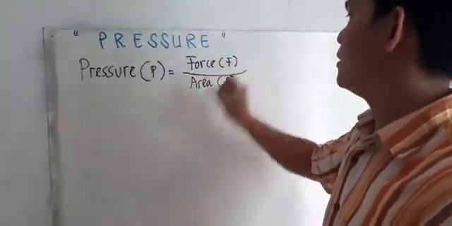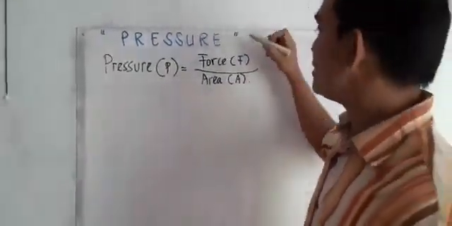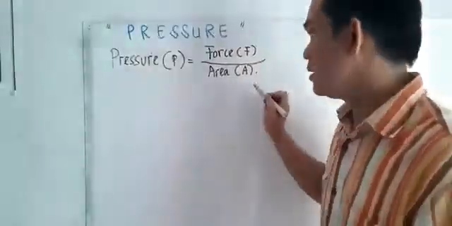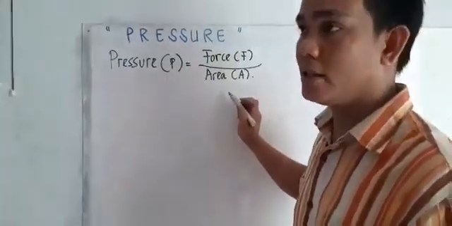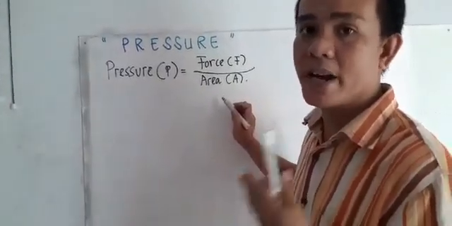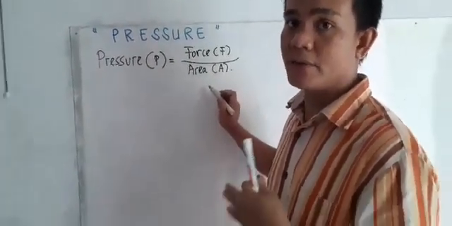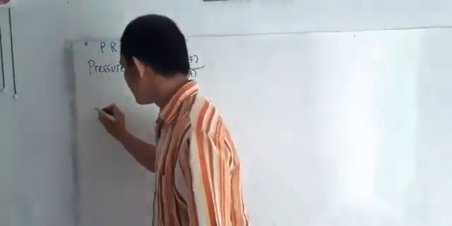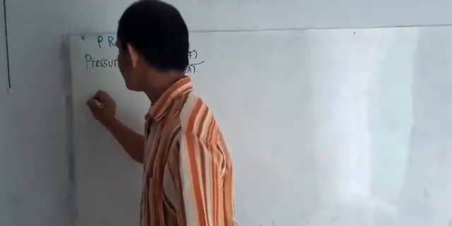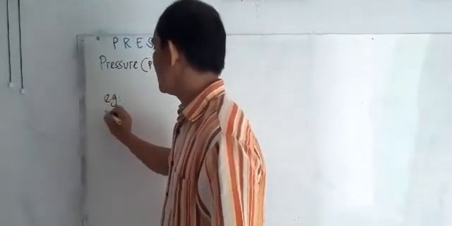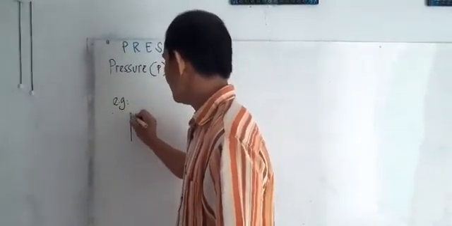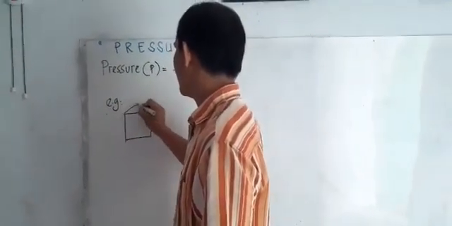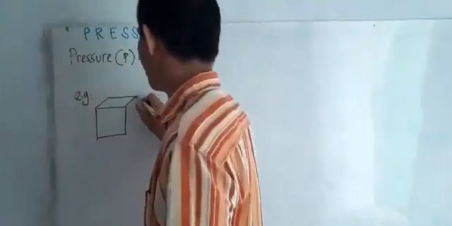A. In here we are just talking about force, which is the gravitational force of an object. That is the force caused by the mass of the object itself and the gravity. And the area is the base area. For example, it's like this. An object, let's say, a cube. I draw a simple cube.